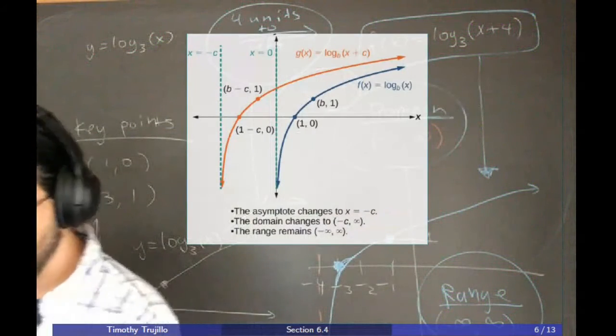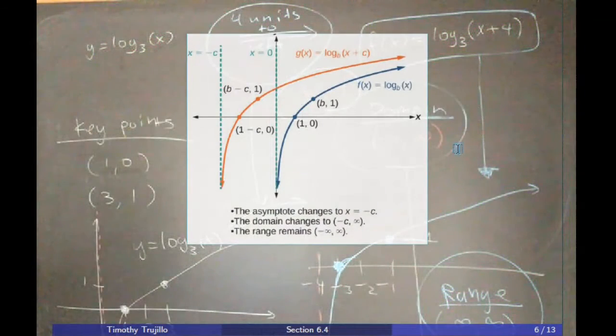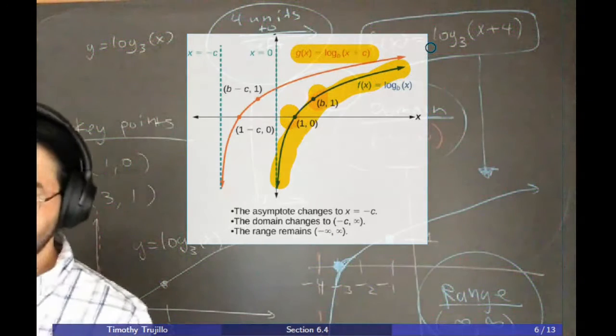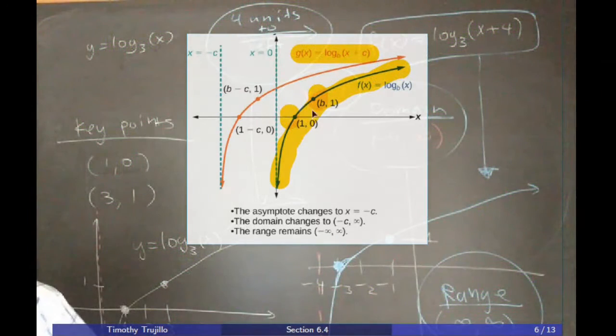So just as a reminder of what I just said here, let's say we start with a function that looks like this, log base b of x. It's got 2 key points, (1, 0) and (b, 1). And we're going to shift to the left by c, right? So we're going to look at a new function, g of x, which is log base b of x plus c. And what happens is this point gets moved to the left by c units. So we get to the point (b minus c, 1). And this one gets shifted to the left by c units. So we get to the point (1 minus c, 0).